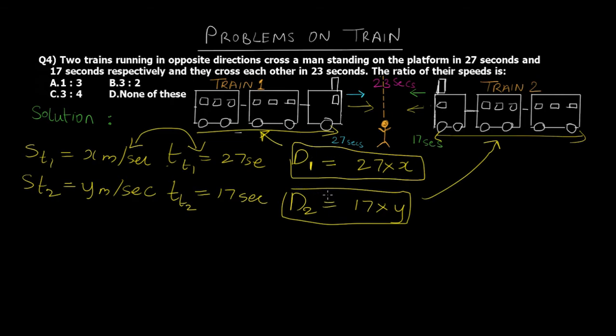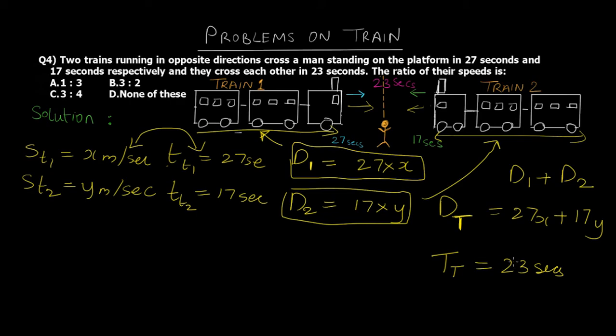And lastly what they are saying is they cross each other in 23 seconds. So when train 1 and train 2 completely cross each other, they would have totally covered a length equal to the total length of their own distance. That is, when train 1 and train 2 cross each other, they cover a distance of d1 plus d2, which is going to be 27x plus 17y. So the final distance, that is d total that they cover, is 27x plus 17y, and the time taken is equal to 23 seconds. So the time taken to completely cross each other by train 1 and train 2, T total, is going to be 23 seconds.